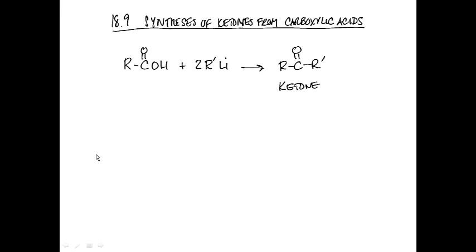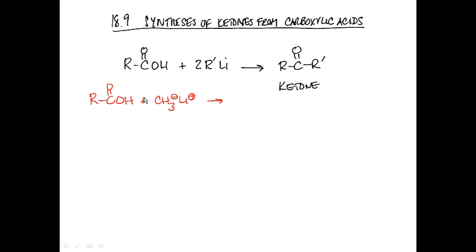How else can I make ketones? Well, we can use carboxylic acids to make ketones using Grignards. Now, the last time we talked about this topic, in a way it was kind of a trick question, because had I given you this reaction, what would you have written?